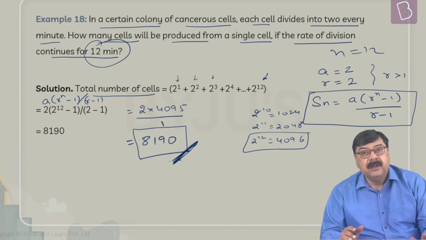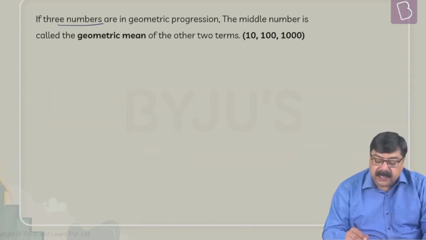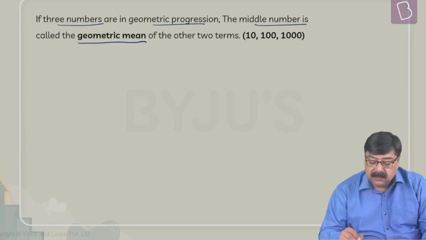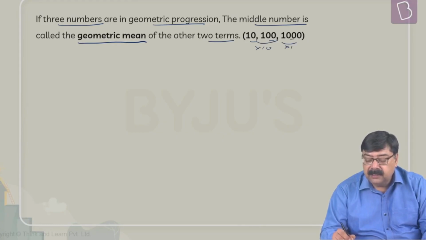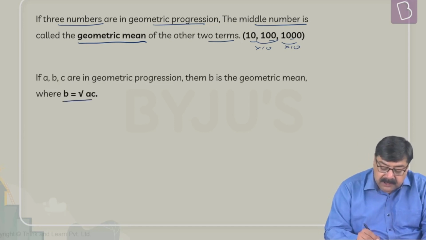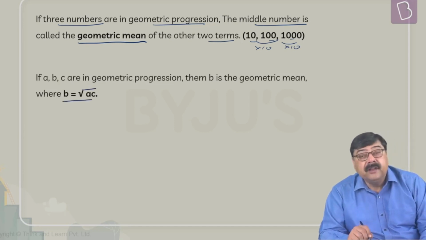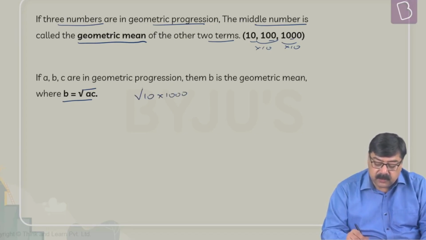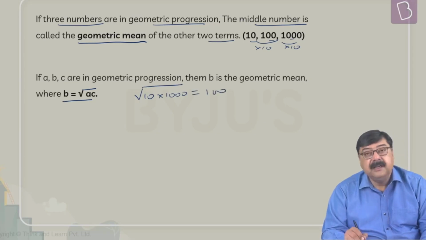That's quite a lot. Now, if 3 numbers are in geometric progression, the middle number is called the geometric mean of the other 2 terms. 10, 100 and 1000, like into 10, into 10. And that can be found out using the formula B is equal to square root of AC. So here A is 10, C is 1000. We take the square root, we get 100.